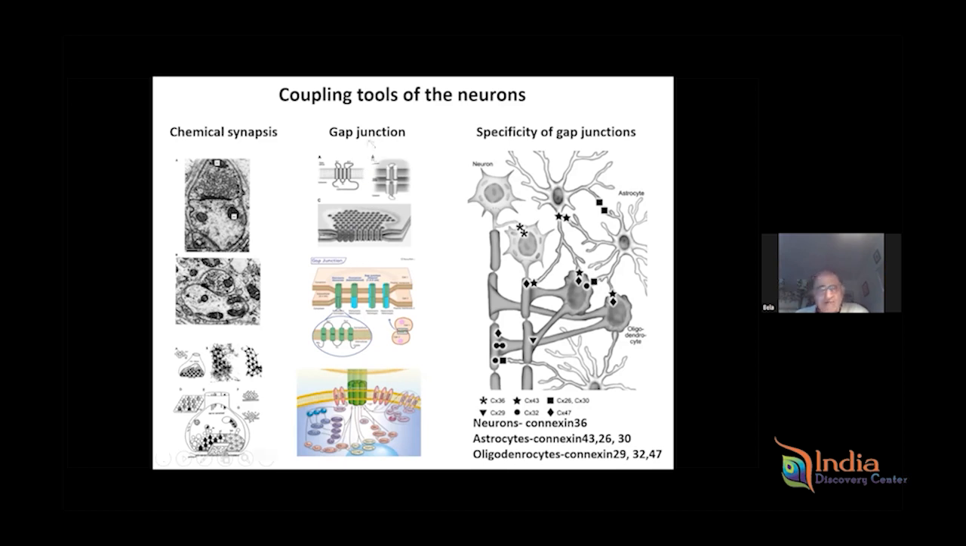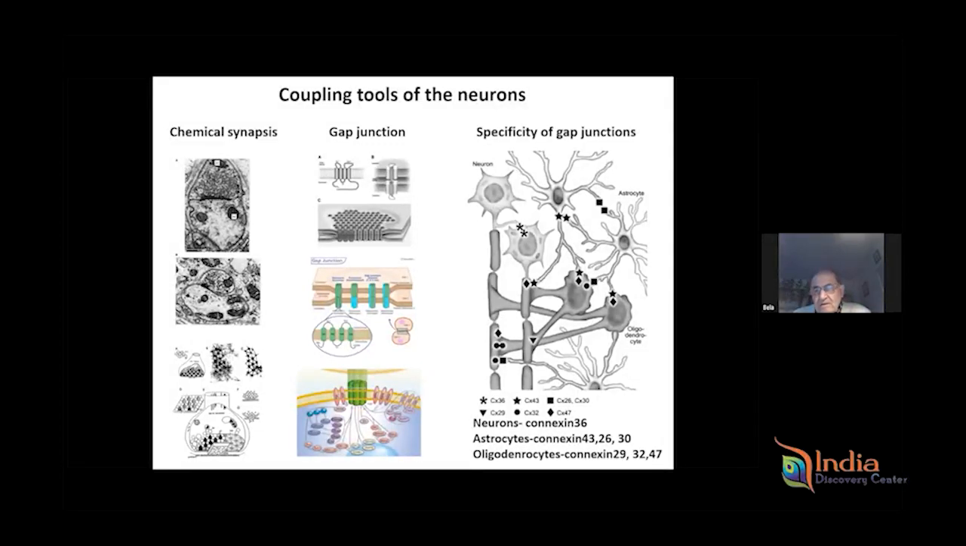And the other type of communication is the gap junction, which is very different from the chemical synapse. It is very tight. The two cell membranes are close, and electrical communication goes through this gap junction, as we know at this time.